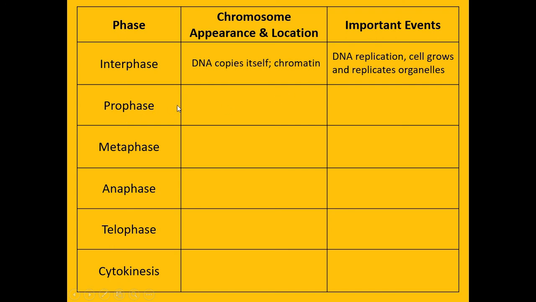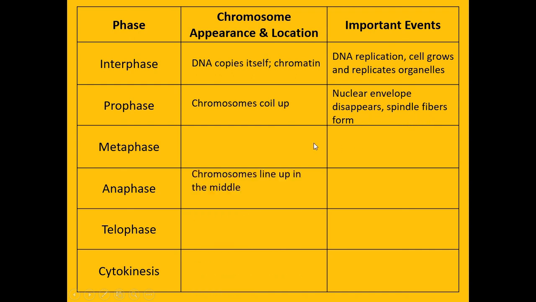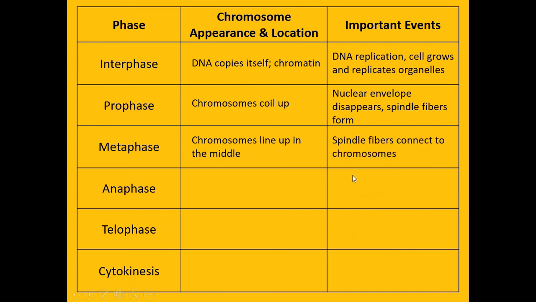Now let's go to prophase. What is the appearance of the chromosome there? The chromosome coils up, and the important events: the nuclear envelope disappears and spindle fibers form. So those are the important events in prophase. In the metaphase, the chromosomes line up in the middle. Take note, meta actually means in the middle. And the important event in the metaphase is that the spindle fiber connects to the chromosome.